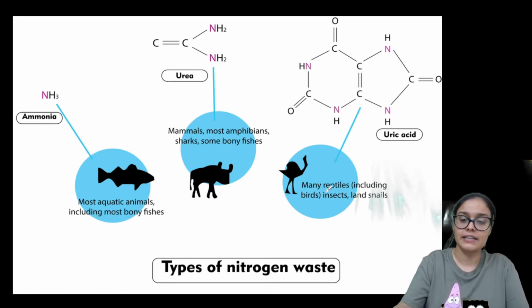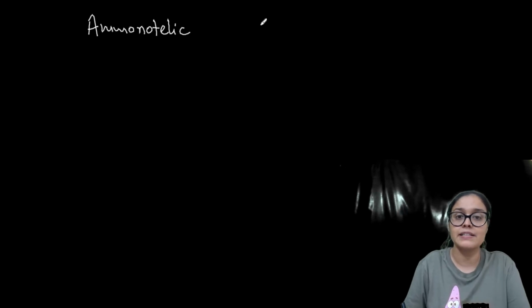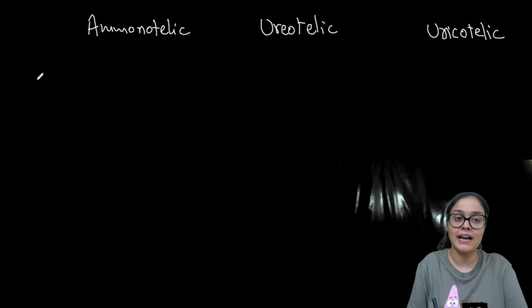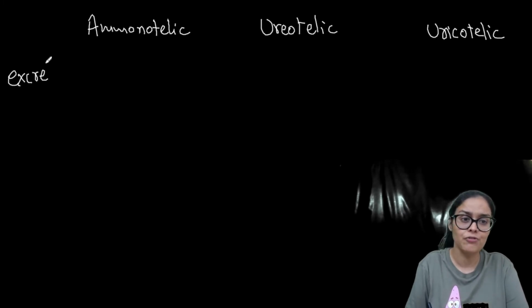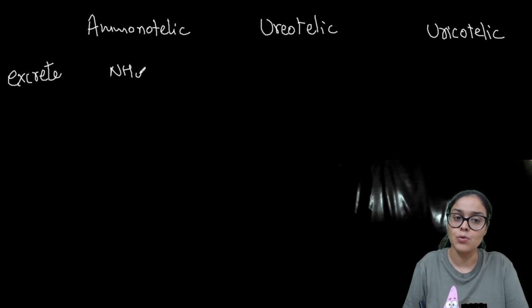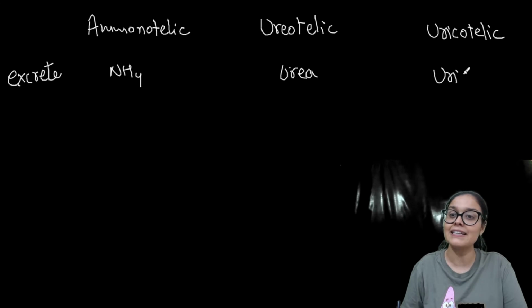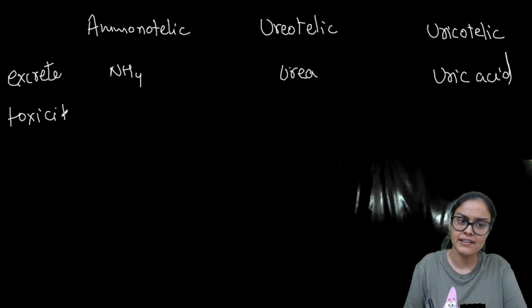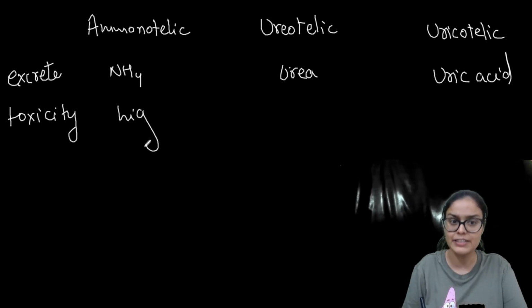So there are three types of organisms mainly. One is known as ammonotelic, another one is known as ureotelic, and the third type of organism is known as uricotelic. When we talk about these three organisms, what they will be excreting: they excrete ammonia, urea, and uric acid, right? When we see the toxicity, obviously ammonia is highly toxic.